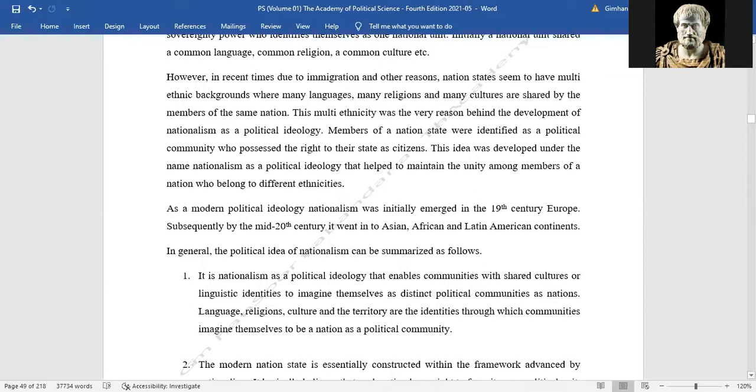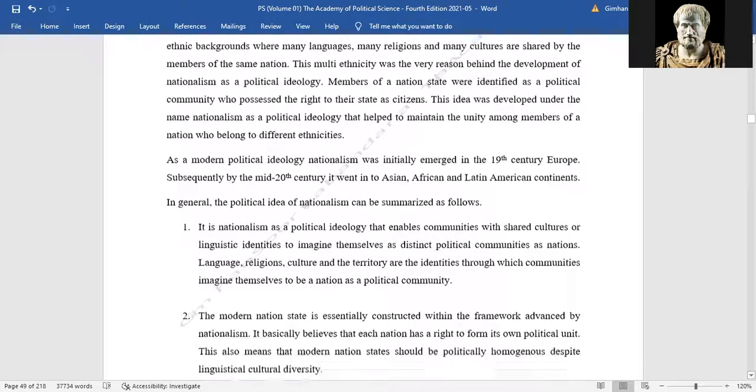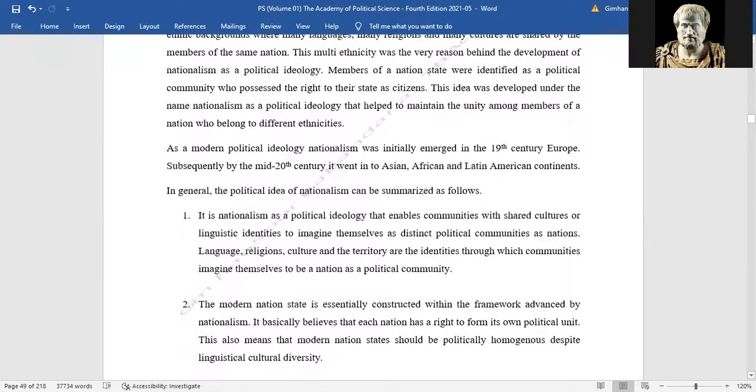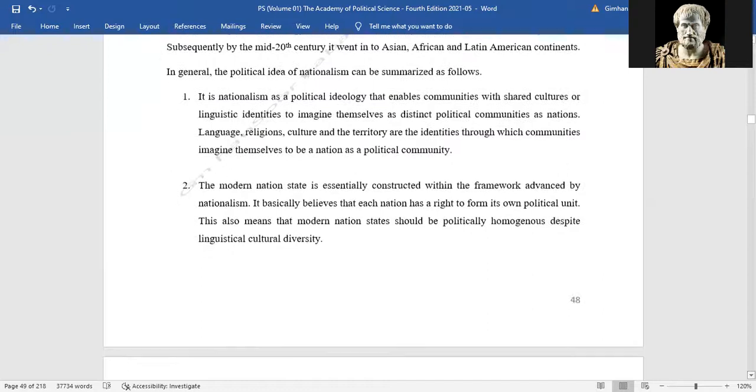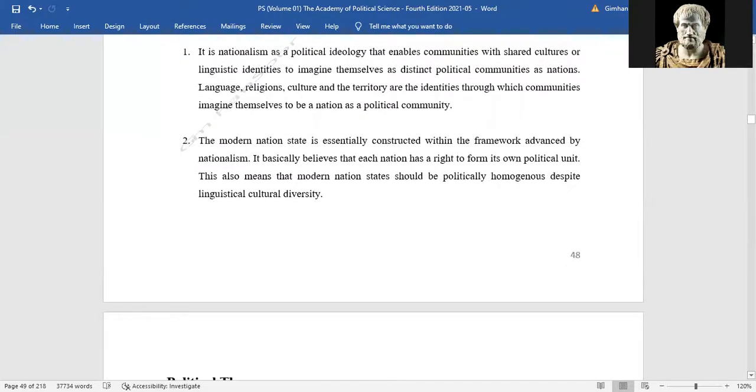As a modern political ideology, nationalism initially emerged in 19th century Europe. Subsequently, by the mid 20th century, it went into Asian, African, and Latin American continents. In general, the political idea of nationalism can be summarized as follows. 1. It is nationalism as a political ideology that enables communities with shared cultures or linguistic identities to imagine themselves as distinct political communities, as nations.